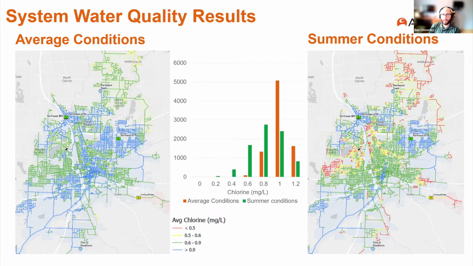So we were able to look at average conditions, summer conditions, understand what the differences are between those two conditions, what the actual chlorine concentration was the model was predicting. Having that chlorine component just made it a little bit more actionable when we were starting to look at improvements and evaluations of the system.